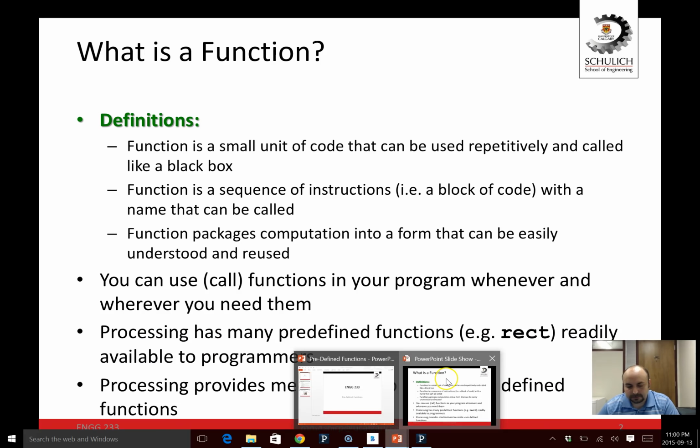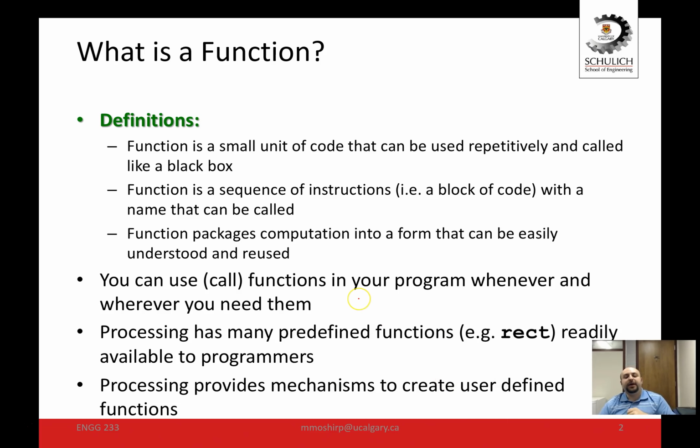A function is really useful because you could call it at any instance that you want. We don't really care about what's in the function. You just call it. If you don't know how this ellipse is being created, you just know that you need to call the function ellipse, meaning write its name and give it the input that it requires. And when you run your program, it draws an ellipse for you. The function rect does the same thing for a rectangle.